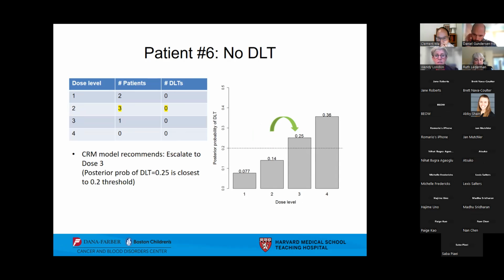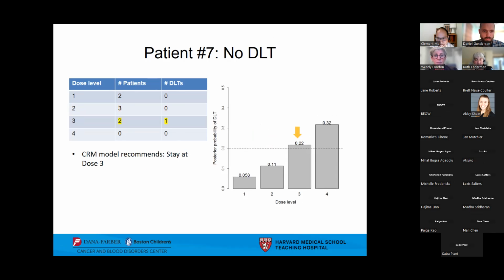And again, no DLT at dose level 2. And now dose level 3 is the closest to 20%. So the investigator agrees that we can escalate to dose level 3. Next. There's a DLT at dose level 3. And so because it's still the closest to the threshold, we stay at dose level 3. Next. And then again, dose level 3, the next patient doesn't have a DLT, and so it goes down just slightly.